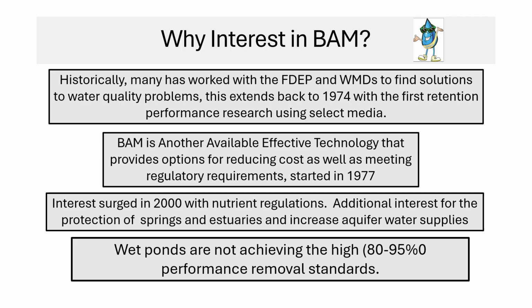Interest really surged around the year 2000, driven by increasingly stringent nutrient regulations. There is also growing concern about protecting sensitive ecosystems like springs and estuaries, as well as the need to increase and protect aquifer water supplies. BAM has been used in a limited research capacity for nutrient removal since the early 1970s, but as the demand for higher removal rates intensified and the shortcomings of existing practices became more apparent, BAM has earned considerably broader acceptance as a practical, effective tool in the water quality management toolbox.